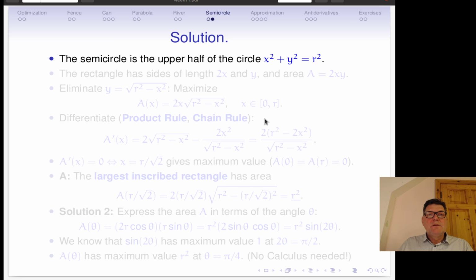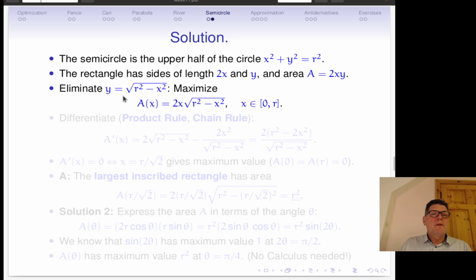The rectangle corresponding to point xy has sides of length 2x and y, and so an area, capital A, equal to 2xy. You can use the equation of the circle to eliminate y as the positive square root of r squared minus x squared, and then we want to maximize the function A of x, which is 2x times root r squared minus x squared. Here x runs over the closed interval from 0 to r.